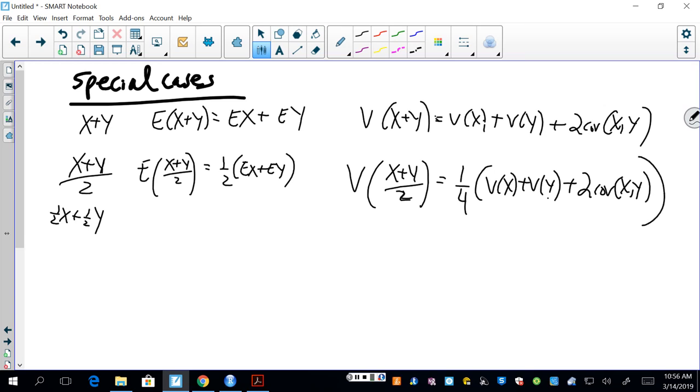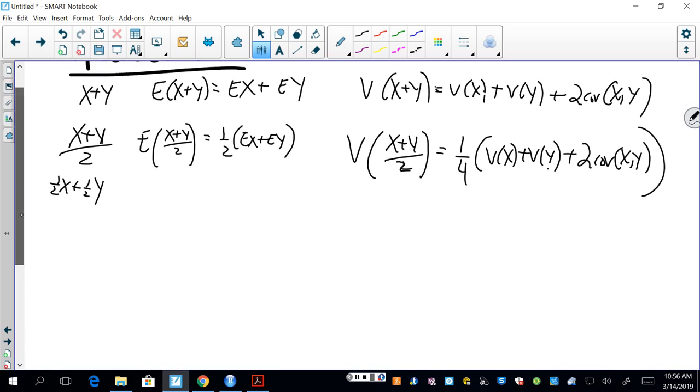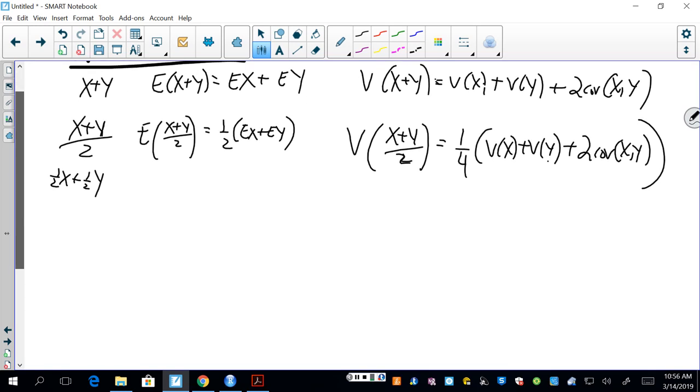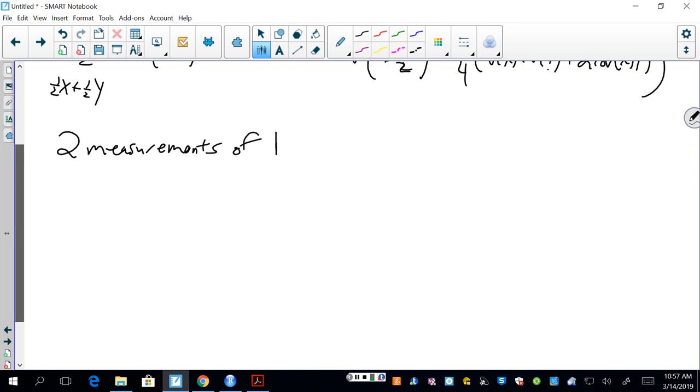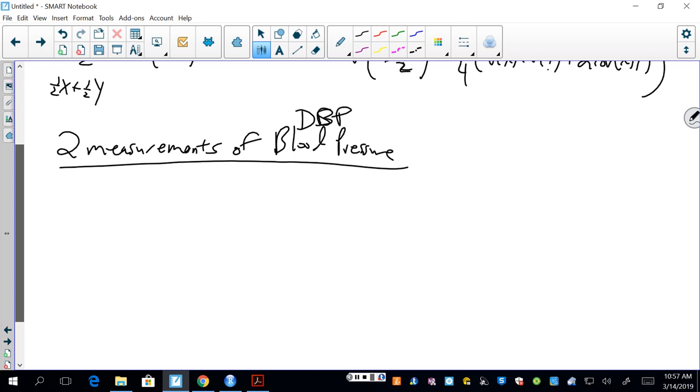So imagine that we're measuring somebody's blood pressure. Blood pressure is actually a fairly highly variable measurement. So if you're doing a scientific study about health and biological health, you might want to take multiple measurements. So let's say we take two measurements of blood pressure, systolic or diastolic. Thinking about diastolic blood pressure in this example.